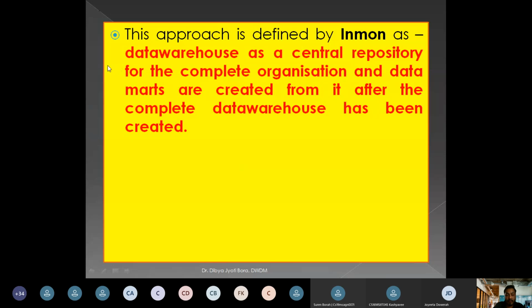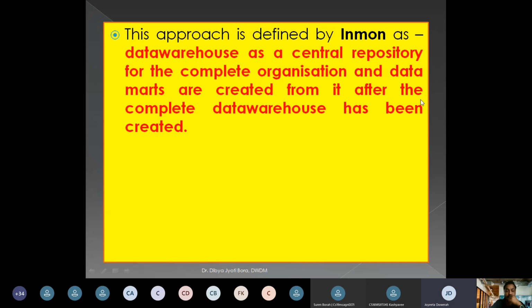Now, read this definition again. Can you tell me what is the important point that you will find in this definition? Look at this definition carefully and tell me: even though I have just explained how the top-down approach works, looking at this definition, what is the fact that is most important and most focused on here?